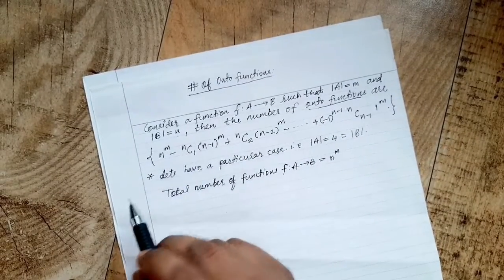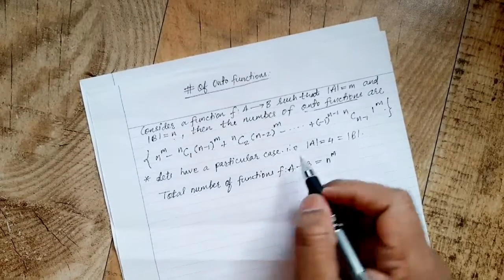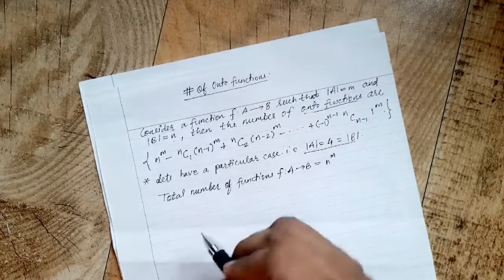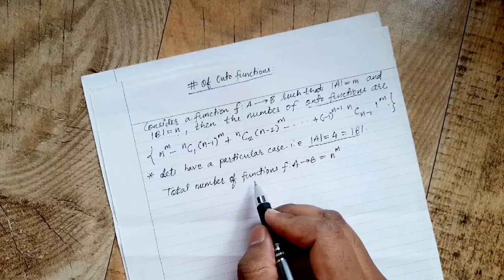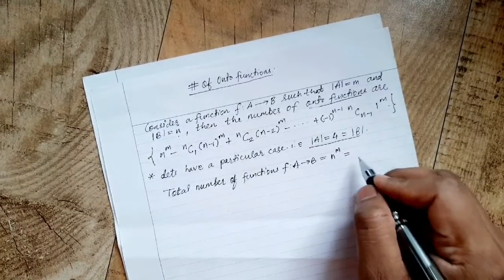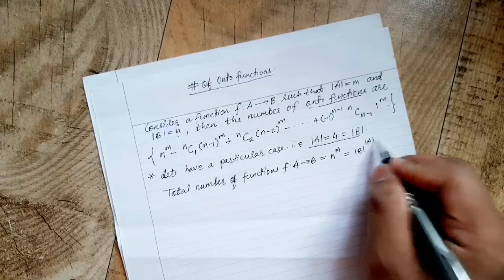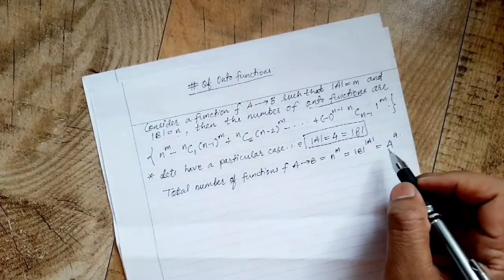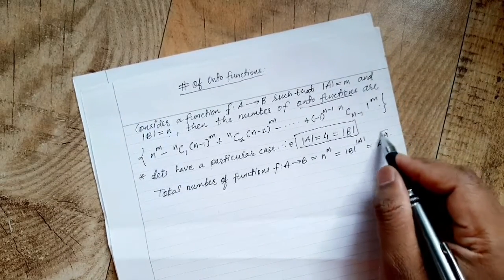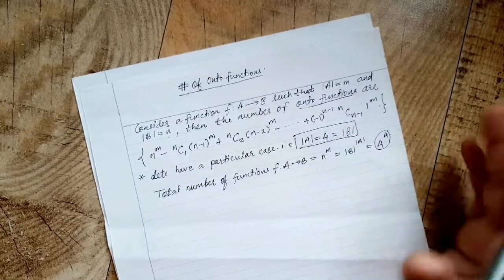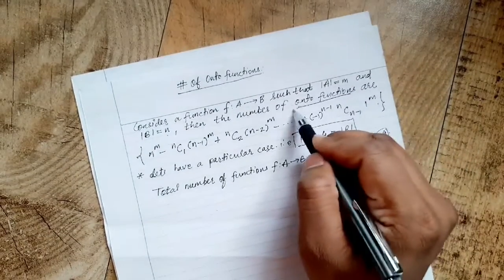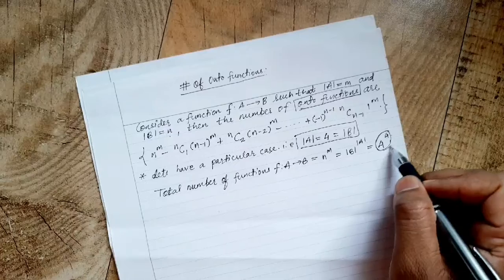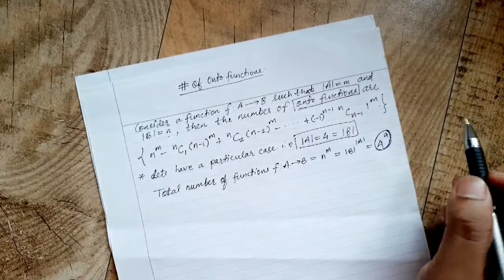We'll try to understand. Now to understand this formula, let us have a particular case, that is the cardinality of domain is 4 and codomain is also 4. We know that the total number of functions from A to B is n raised to m, that is cardinality of B raised to cardinality of A. So in this case the total number of functions is 4 raised to 4. These many functions contain all types of functions, I mean onto functions and into functions also. But we are interested in finding the number of onto functions. So I have to remove all those into functions from these many functions to get the number of onto functions.